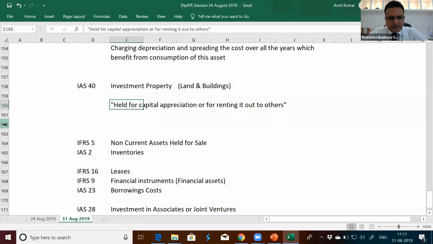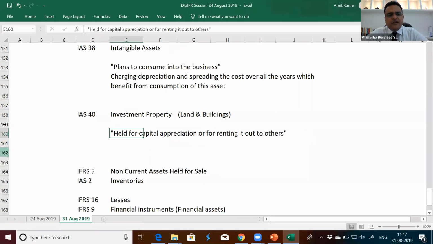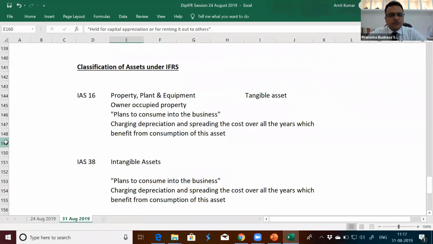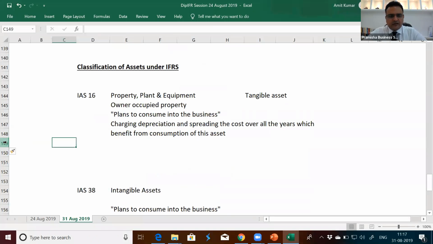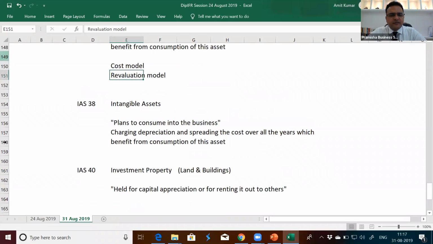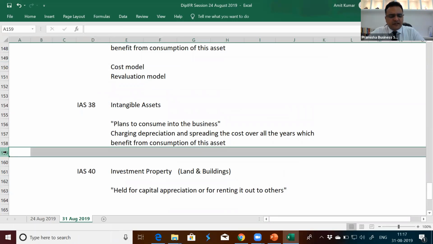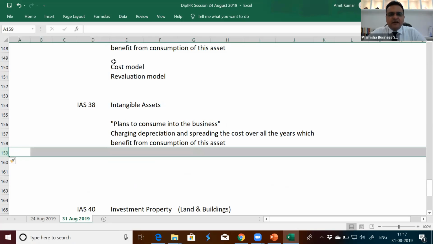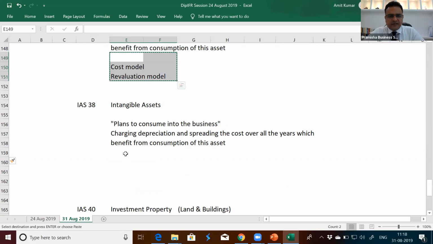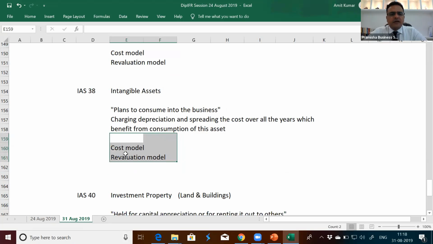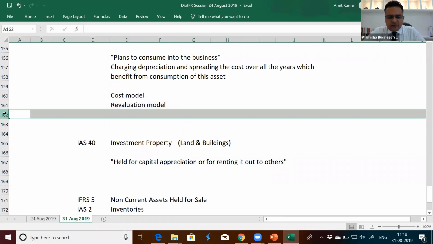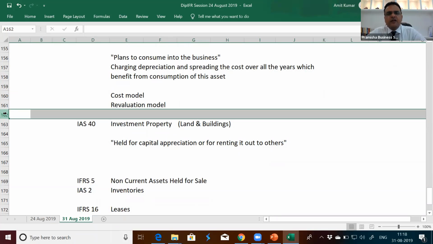So there are different models according to which we'll be following this accounting. Now IS 16 has two models. One is the cost model and one is the revaluation model. There is a choice in IS 16. IS 38 is similar to it, but the only difference is one is dealing with tangible assets and one is dealing with intangible assets. The model remains the same. But in case of investment property, you're not going to use it, you're holding it for capital appreciation or giving it on rent.